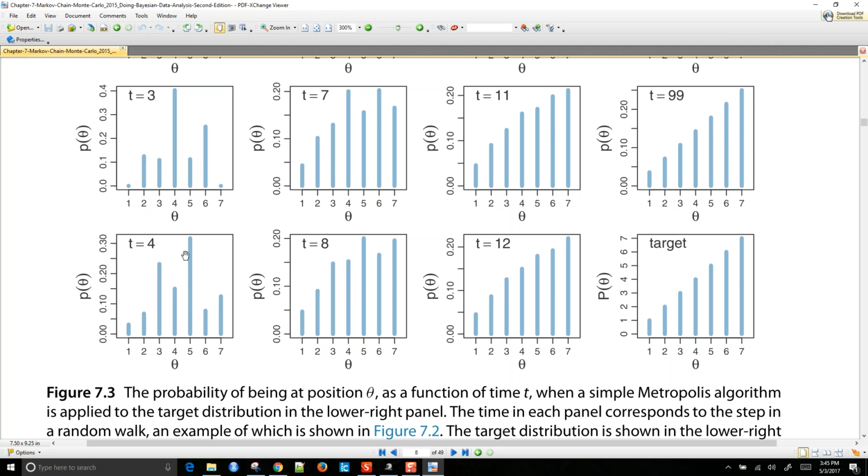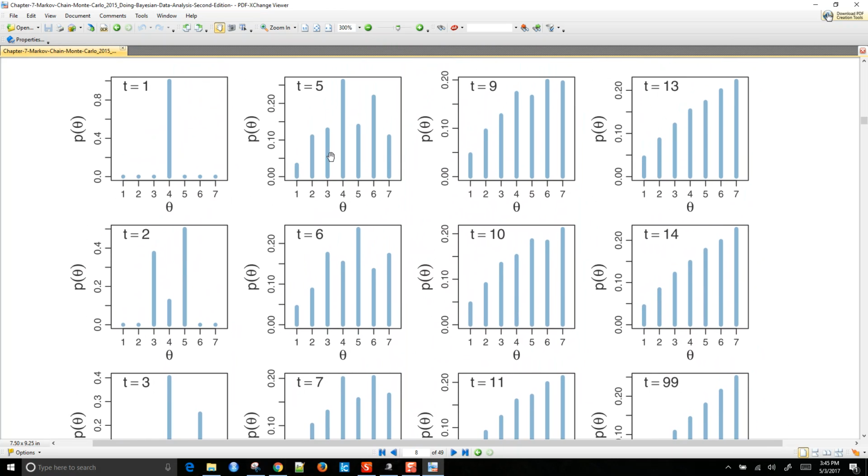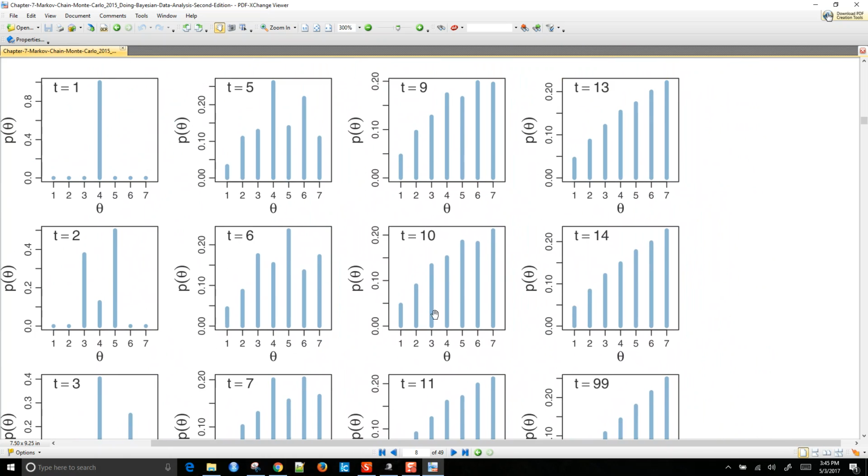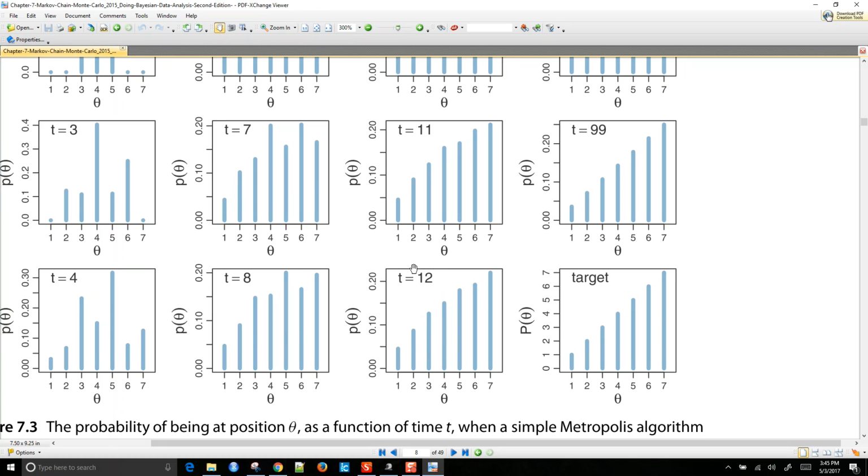And so we can keep applying the rules and say, okay, this is where we'll end up at time 5, 6, 7, 8, 9, 10, 11, 12, and so on. After 12 iterations, the resulting probability of being at island 7, 6, 5, 4, 3, 2, 1 looks very similar to the actual target distribution, which is proportional to the islands, right? 1, 2, 3, 4, 5, 6, 7. So this is the target distribution that we're looking at.